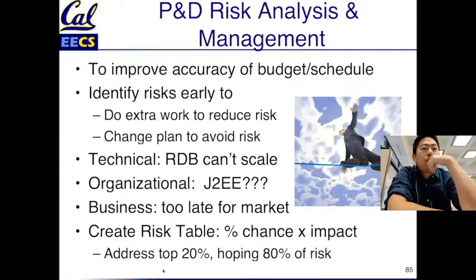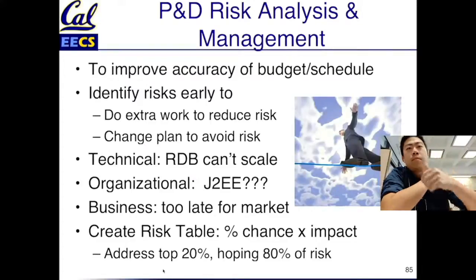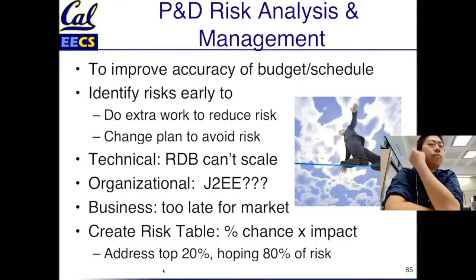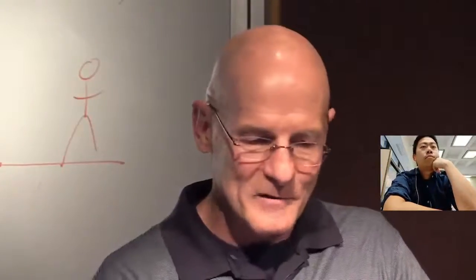Try and guess what the risks are, make your best guess of the chances of this risk happening, and then on your own 10-point scale, give it an impact factor. Boy, if this thing happens, how bad will it be for the project? Then you multiply the chance times the impact factor, come up with a number, sort your risks by that, and then you tackle the top 20%, hoping that that's most of the risk. And so the risk analysis is trying to help you hit your schedule.